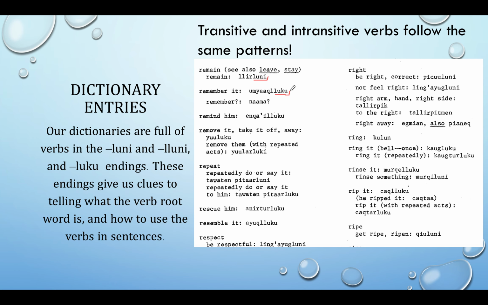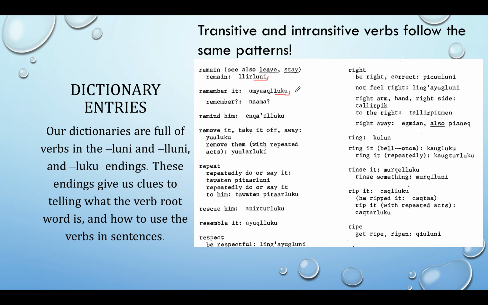The luni, lugu endings, as well as the letter right before them, tell us what the verb root is and how to use it in sentences. The cool thing about this is that transitive and intransitive verbs follow the same patterns. So I could make a video on luni endings and a video on lugu endings, but the rules behind it are going to be exactly the same. So I'm not going to make two videos or have two lessons or have two cheat sheets. This is one main lesson.